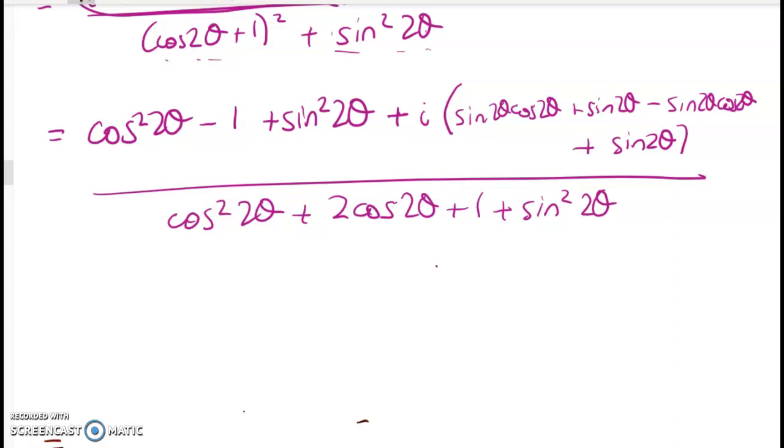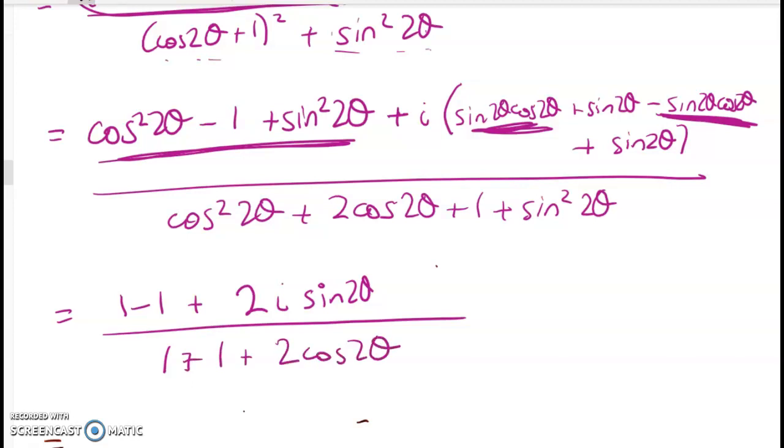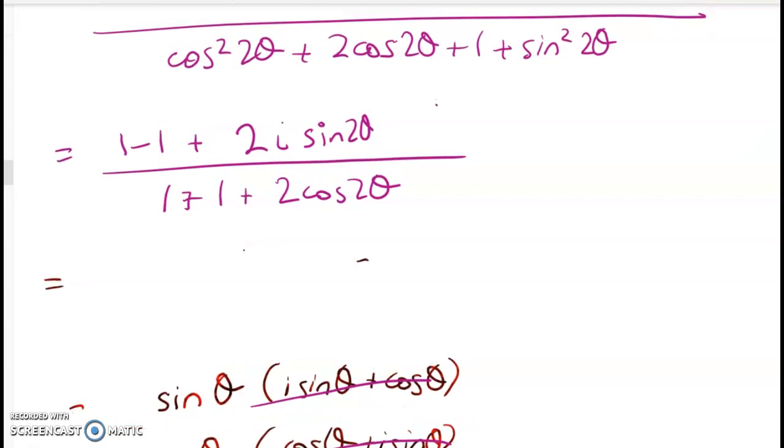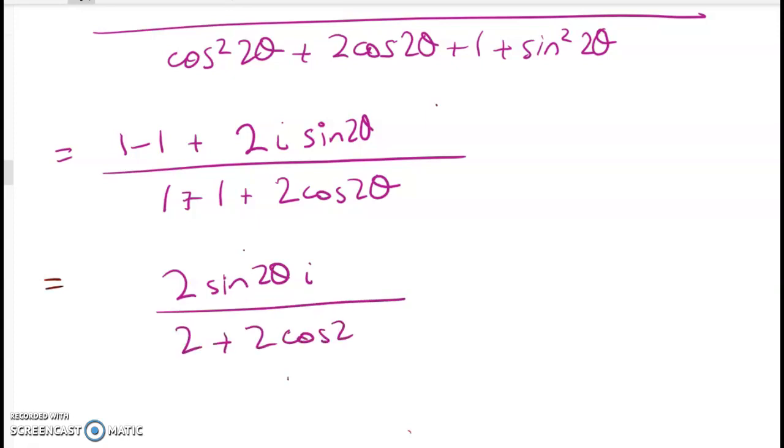Right, you're not going to get to a line like a few of you did in class and just go, what do I do now? So here we've got 1 take away 1. And in here, this and this go together to give me 0. So it's plus 2i sine 2 theta over 1 plus 1 plus 2 cos 2 theta. Right. Okay, hopefully guys you are doing this with me as I go and you're maybe pausing and doing quite a bit on your own. So here 2 sine 2 theta i over 2 plus 2 cos 2 theta.